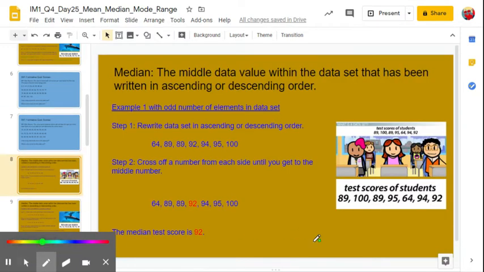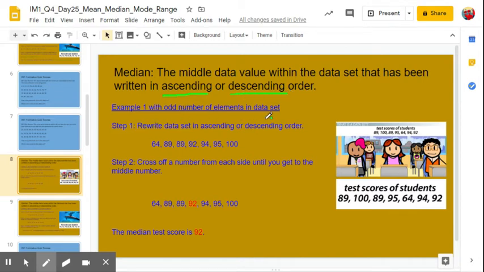So the mean is one way we measure the center of a data set. Another way of measuring center is median. So the median is the middle data value within the data set that has been written in ascending or descending order. So ascending means it's increasing from smallest number to the largest. Descending would mean it's going from the largest to the smallest number.